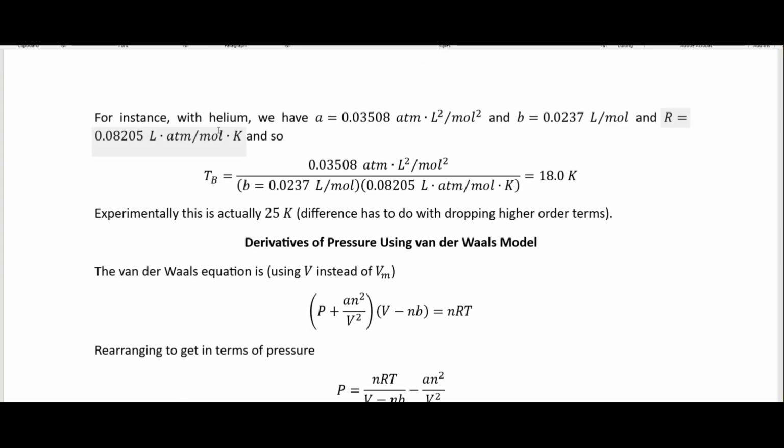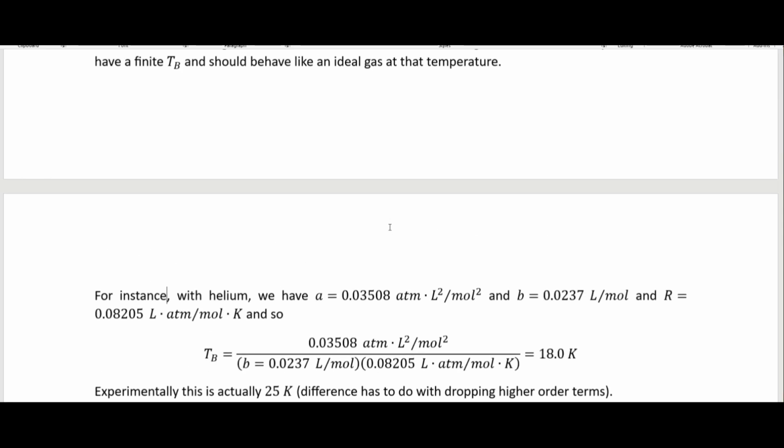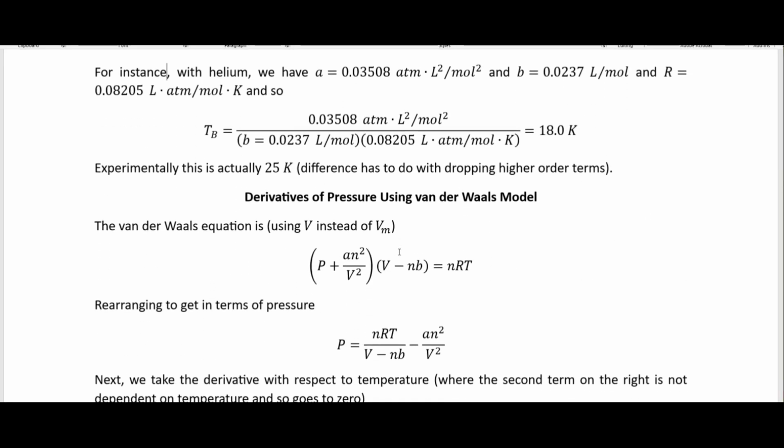So for instance, if we look at helium, which has this as its A parameter, this as its B parameter, then we're using this R constant right here. So if we put this into this equation up here, what we find is that this gives us 18.0 Kelvin, but experimentally this is actually 25 Kelvin, so it's not exact. The reason for that is because we dropped those higher order terms. So if we started including more and more of those higher order terms, we would find that this number would start getting closer and closer to this 25 K right here.